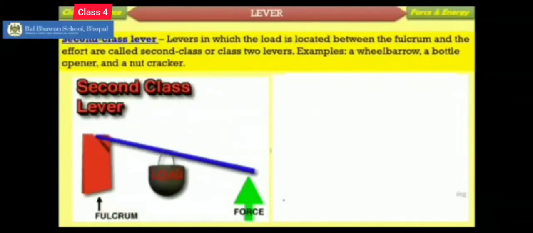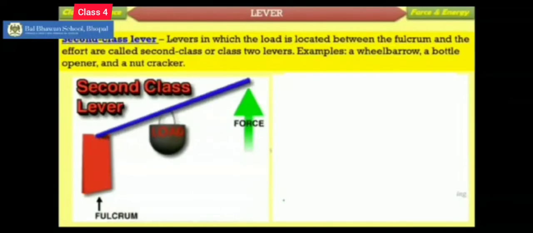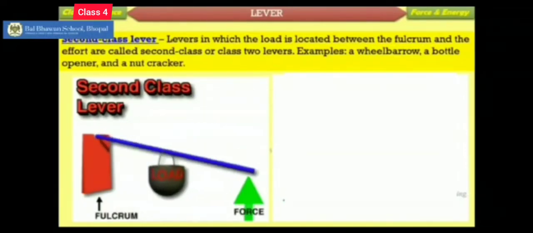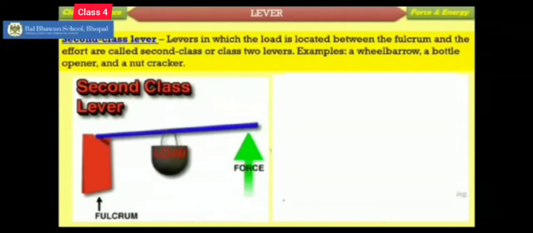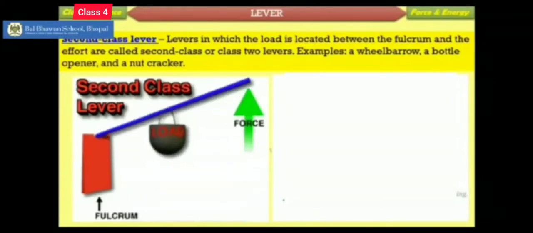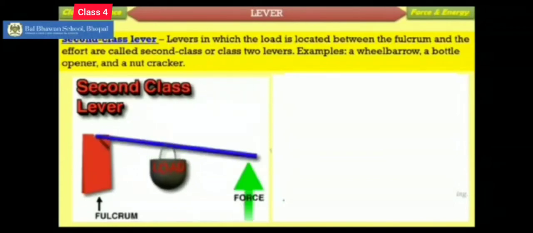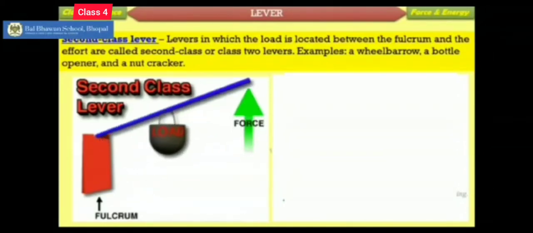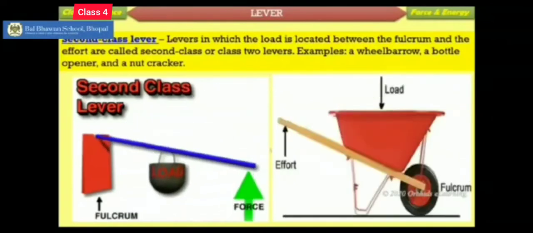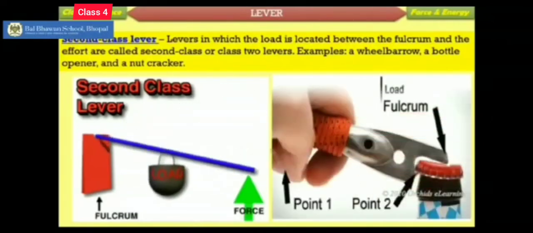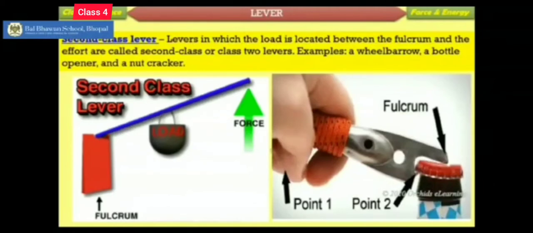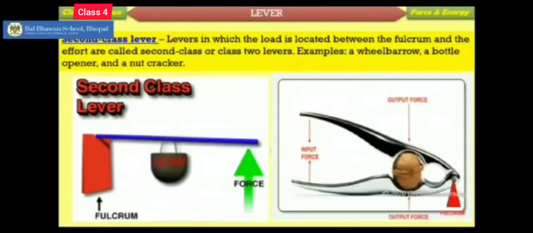Next, we'll talk about second class lever. Levers in which the load is located between the fulcrum and the effort are called second class or class 2 lever. Examples of second class lever are wheelbarrow, a bottle opener, and a nutcracker.